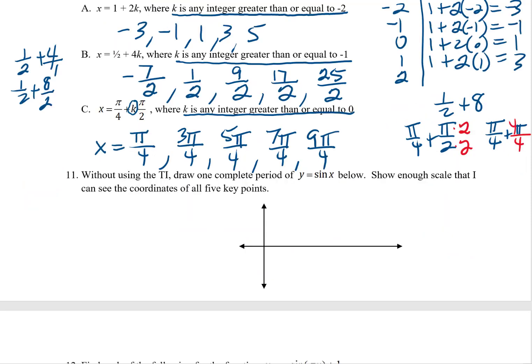And then finally, number 11, we just want a quick review of the sine function. We want one complete period and sufficient scale for the 5 key points. The basic sine function, of course, is just the hill and the valley. It ends out here at 2 pi. The middle spot would be pi. The first tick mark takes place at pi over 2. The third tick mark would be 3 pi over 2. The top is 1 and the bottom is negative 1.